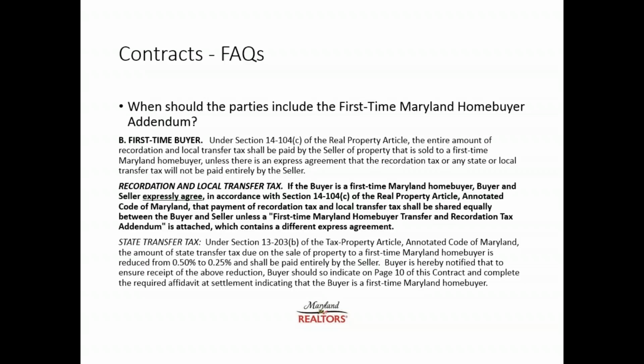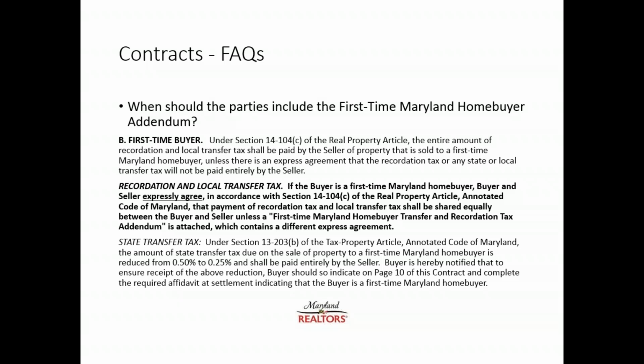When should the parties include the first-time Maryland home buyer addendum? So even though this provision has been in the contract for a good bit of time, it's still one of the top questions that we get. The key with the first-time Maryland home buyer is to pay attention to that expressly agreed statement. So I read to you, you've got there in front of you paragraph B of the Maryland Realtors contract. It says, under section 14-104C, the real property article, the entire amount of recordation local transfer tax shall be paid by the seller of the property that is sold to a first-time Maryland home buyer unless there's an express agreement.